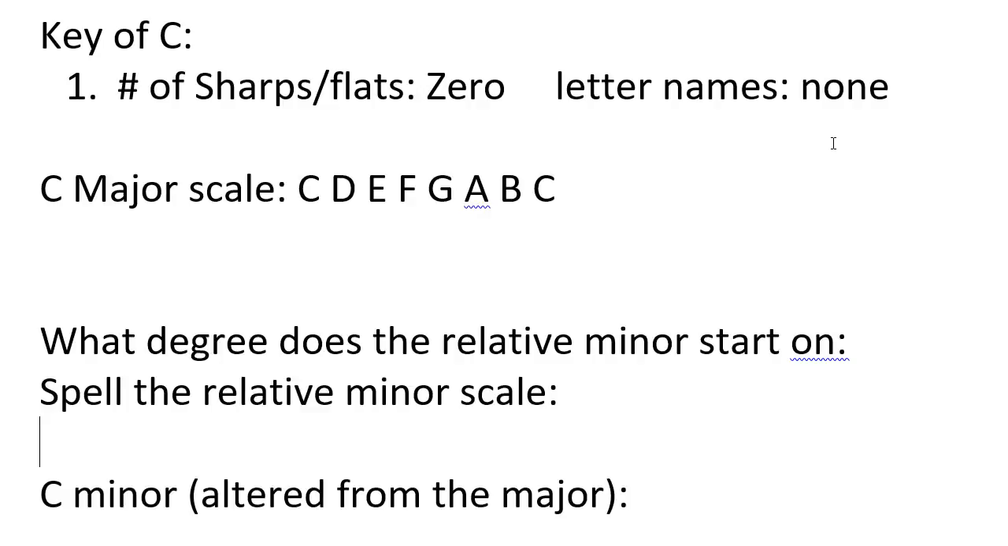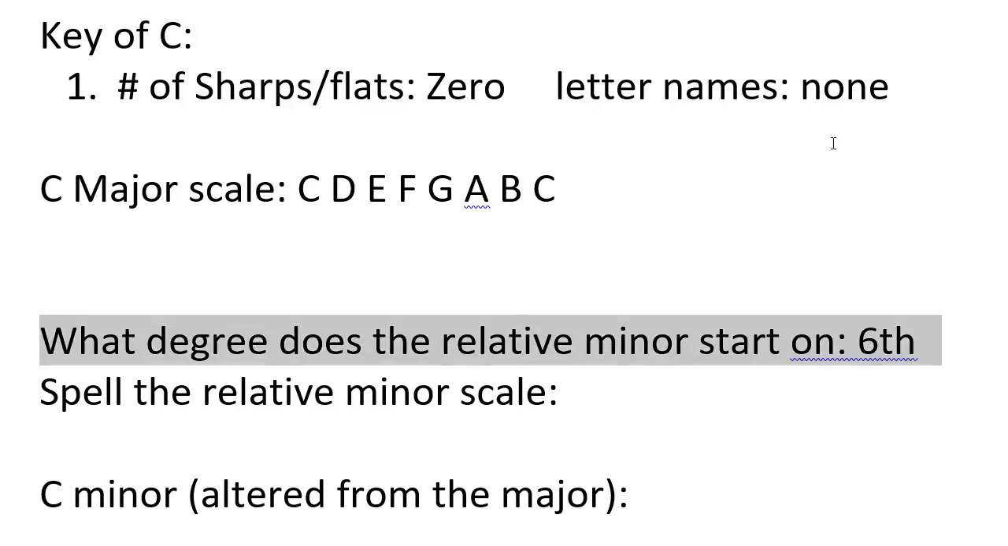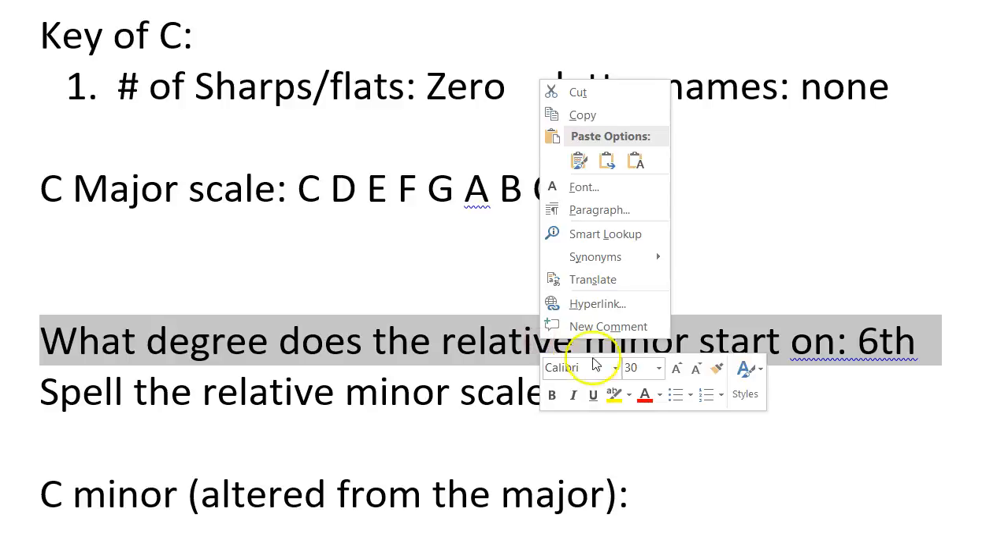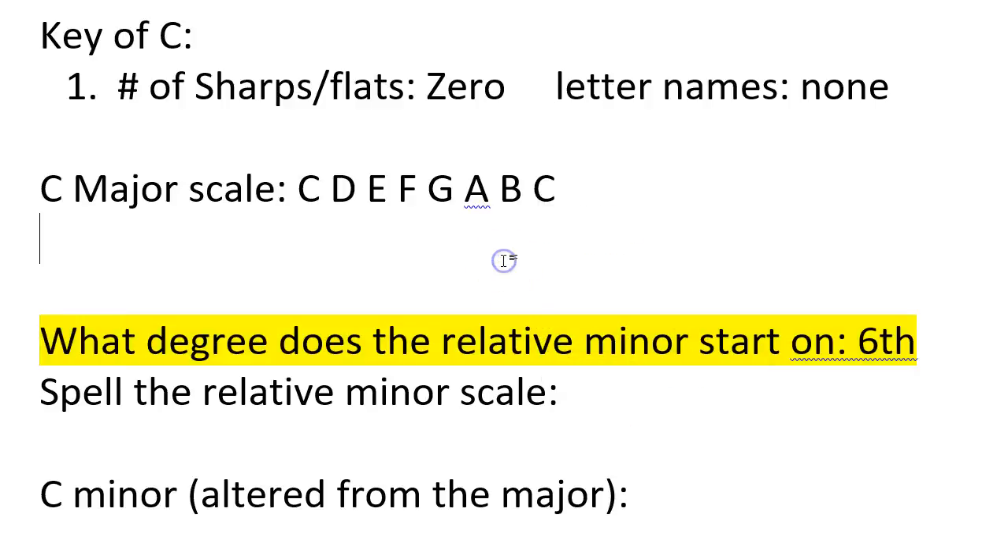What degree does the relative minor start on? This is going to be the same answer for every question. The relative minor starts on the 6th scale degree. This information is really all that we're doing that's new. I'm teaching it to you in several different ways. What degree does the relative minor start on? The 6th. That's going to be that answer for every single one of these questions. So you go 1, 2, 3, 4, 5, 6. So A minor is the relative of C major.